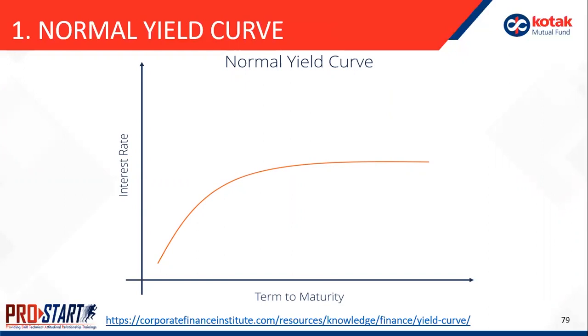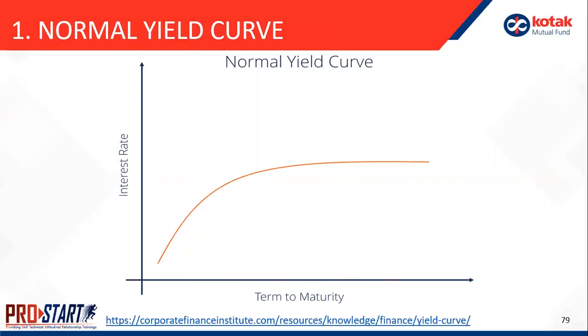But as term to maturity increases, the interest rate does not increase so much. Gradually, the interest rate almost flattens out, which indicates that there is hardly any significant impact on the interest rate as the term to maturity increases further. This is the graph of the yield curve normally during all points in time. Mostly you get such a graph. So, as the name suggests, it is the normal yield curve.